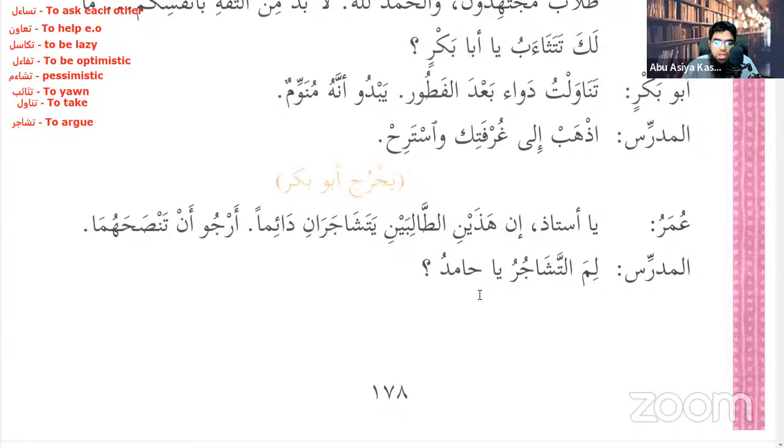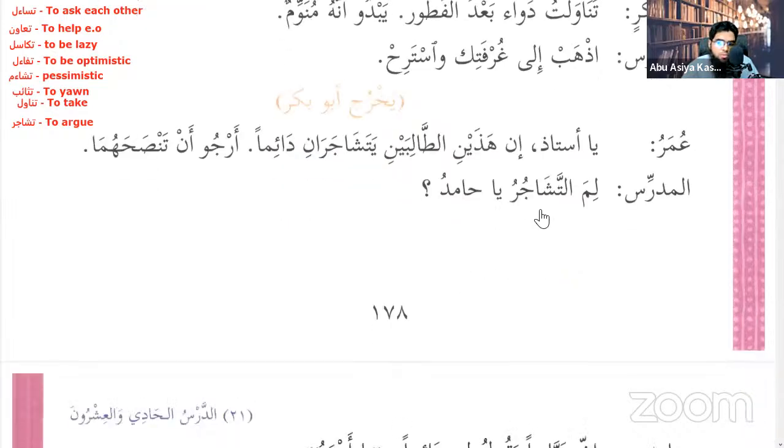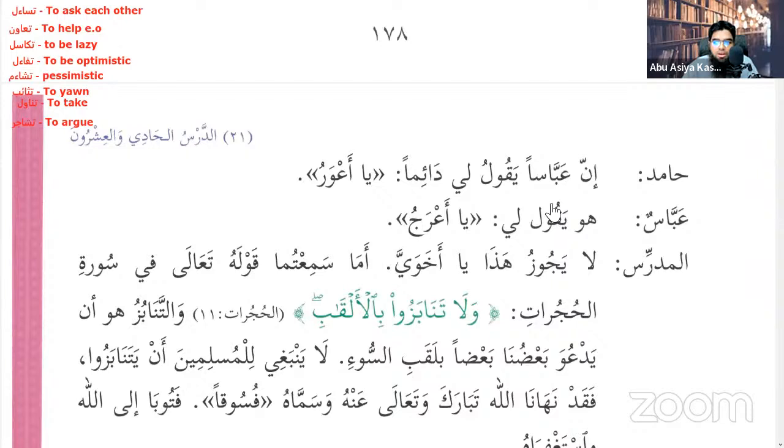Al-Mudarris said, Limat tashajur ya Hamid? Why is the quarreling? See, mastar. Tashajara, yatashajaru, tashajuran is the mastar of this form 6, Tafa'ul, no? Mastar, verbal noun. Why is the quarreling? I mean, what's the quarrel about? Ya Hamid. So these guys are fighting, Hamid and Abbas.